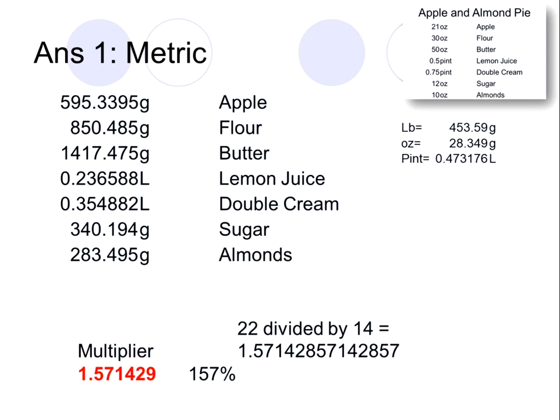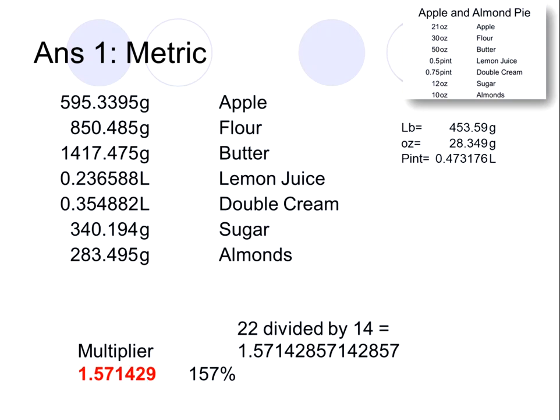Okay, the next thing we need to do is to calculate our multiplier. So the original recipe made 14, but we wanted to make 22. So it's 22 divided by 14, which gave us 1.5714. Okay, so again, don't put too many of these characters into your calculator. You can really round it off at about 4, which would be fine.